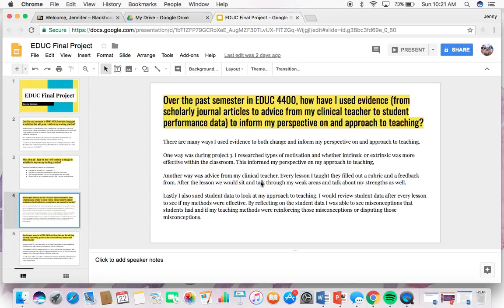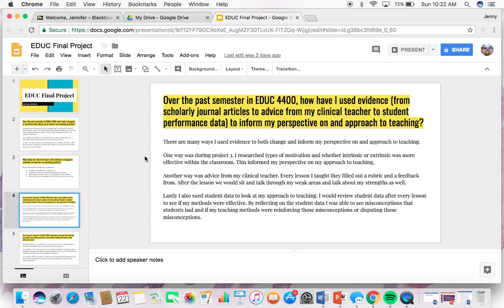A second way was advice from my clinical teacher. For every lesson that I taught, they filled out a rubric and gave me feedback. After the lesson that afternoon, we would sit down and go through the feedback, and they would explain why I got the score that I did and how I could improve it. Improving that score was normally including another teaching method, doing this instead, or reminding me that I had a tough class to teach this semester and they really need a strong behavior management presence within the classroom.